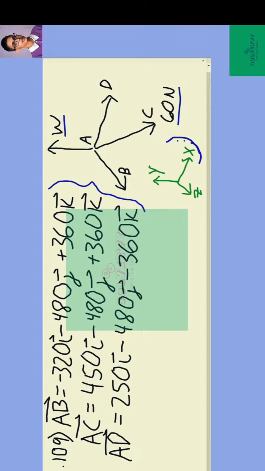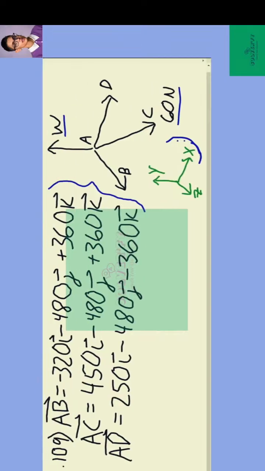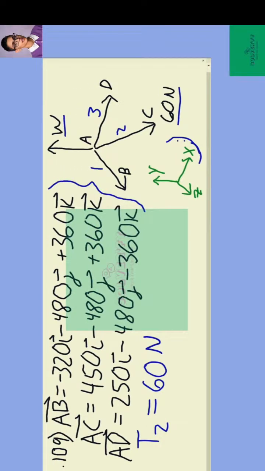So what we need to find for this problem is the value of W. And we're given that the tension in cable AC is 60 newtons. What I'm going to do first is label these cables just to make them a little bit easier to work with. Cable AB will be cable 1, A to C will be 2, and A to D will be 3. So we are given that the tension in cable 2 is 60 newtons. And what we need to try to find is W.